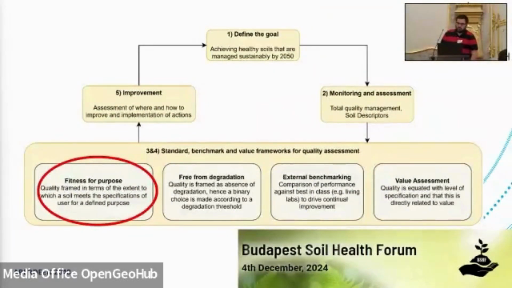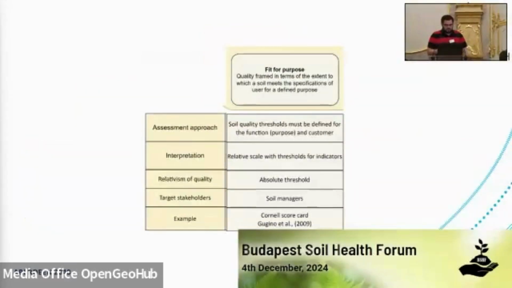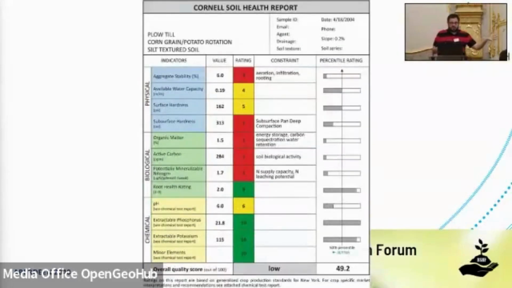Let's start with fitness for purpose, which looks at quality framed in terms of the extent to which a soil meets the specifications of any user for a defined purpose. So what do we mean by this? Basically, we're looking at thresholds that are set for the purpose of what a circumstance or a customer or a user is looking for. This can be done relative to scale with thresholds for indicators, and it is mostly targeted at soil managers. An example of this is the Campbell Soil Health Report, which Tom was talking about earlier on as a basis. So that's one avenue we can explore with this.